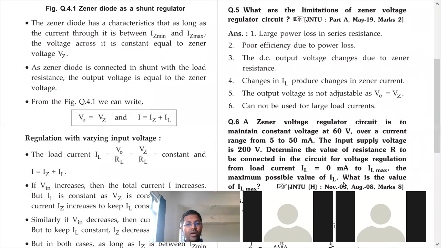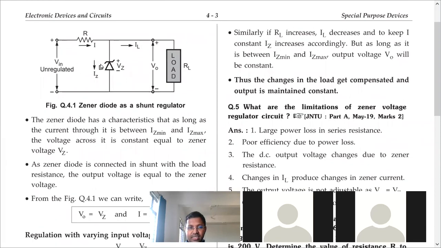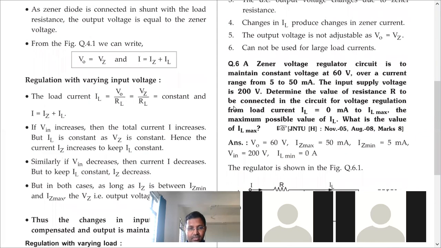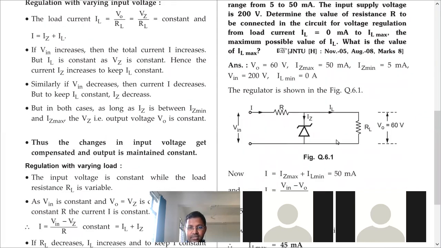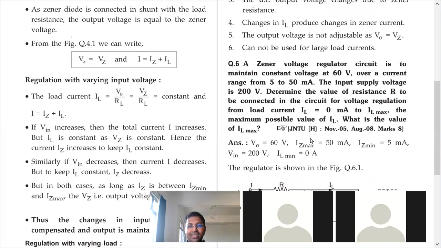This was already asked two times in the previous exams. So I want all of you to first see the question and think about it. A Zener voltage regulator circuit is to maintain constant voltage at 60 volt. First, you need to draw the circuit of the Zener voltage regulator: resistor, Zener diode, load resistor. We are drawing that circuit.